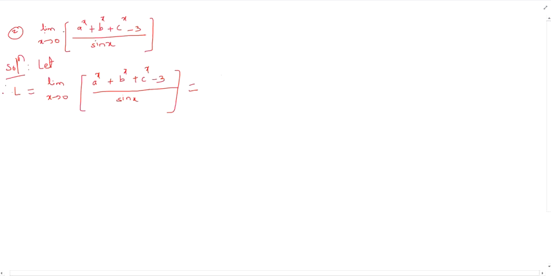Let us verify. If we write a raised to 0 plus b raised to 0 plus c raised to 0, minus 3, upon sin 0, then a raised to 0 is 1, b raised to 0 is 1, c raised to 0 is 1, and minus 3, and sin 0 is 0, and 1 plus 1 plus 1 minus 3 is 0. That is the 0 by 0 form. So we cannot evaluate this limit directly, and there is no formula available that we can use, and you can see that this function is of exponential form.